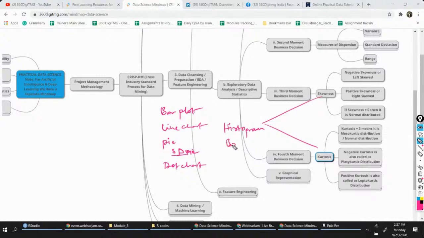Then we also did the most popular visualization technique, box plot, because this also shows outliers explicitly. What is the formula that box plot uses to identify outliers? Anyone?